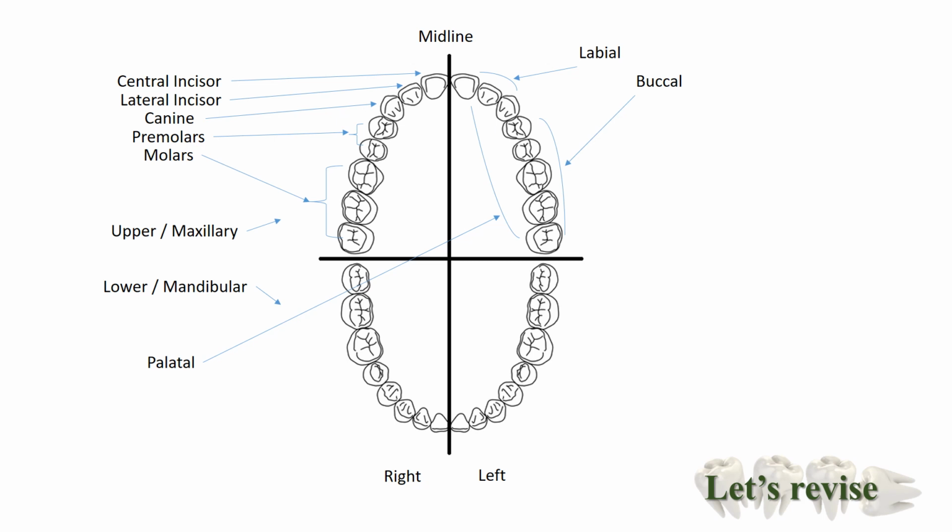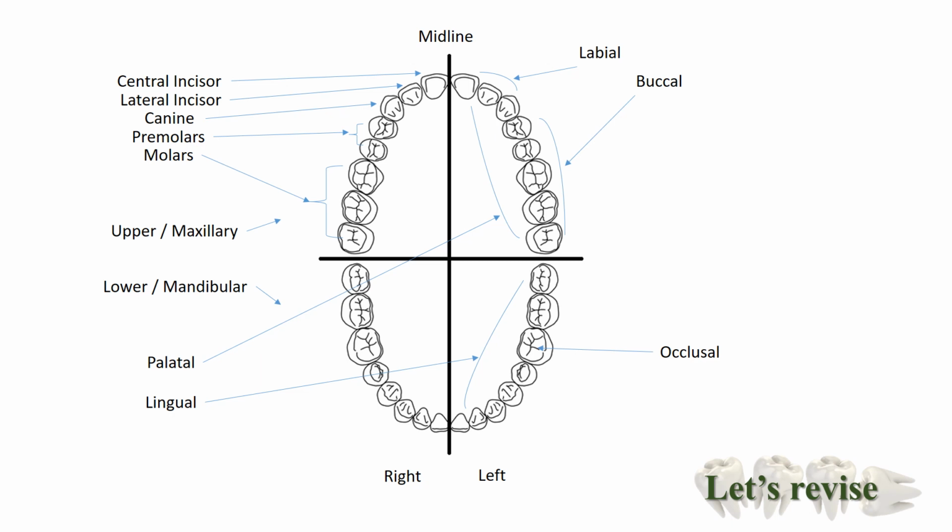Then on the inside of the teeth, in the upper arch, we call these palatal, because they're against the palatal arch. In the lower teeth, we call them lingual, because they're next to the tongue. When we're referring to the tongue, we're referring to the lingual aspects. So that's most of the surfaces. We've got the labial or the buccal, which is the outside, and we've got the palatal or the lingual, which is the inside surface of the tooth.